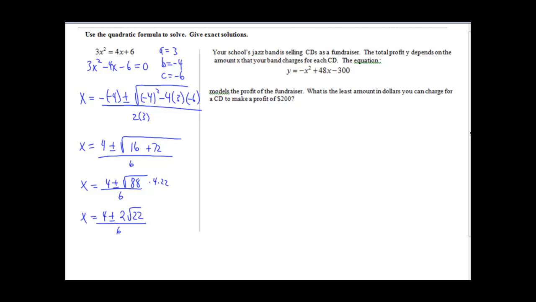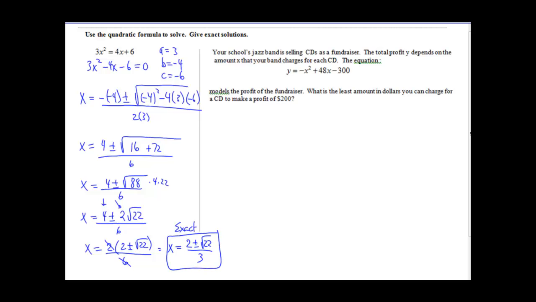If you notice on the top, there's a 4 and a 2, so we can take out a 2 from both of these. So we're going to get x equals 2 times 2 plus or minus radical 22, all over 6. And then the 2 we just took out goes into 6. So we get x equals 2 plus or minus radical 22, all over 3. And this is the exact answer.